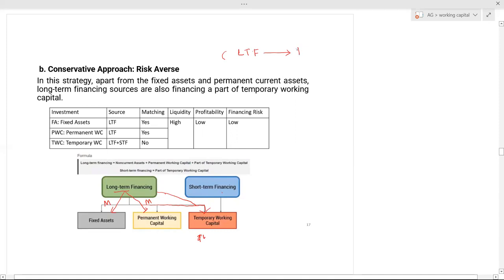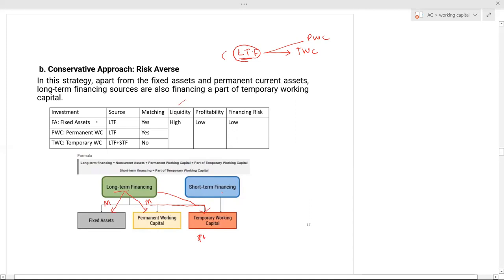purchase temporary working capital as well as permanent working capital. Okay, so since he is using long-term funds, he doesn't want any risk of refinancing. He wants to keep liquidity high. Though the profitability will be lower, the refinancing risk will also be lower.